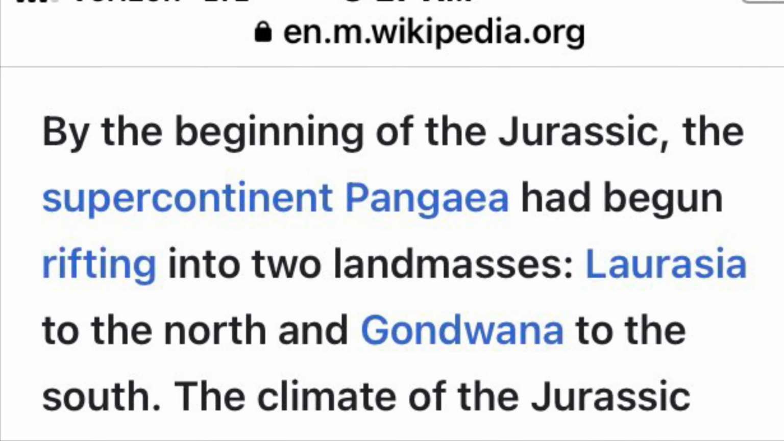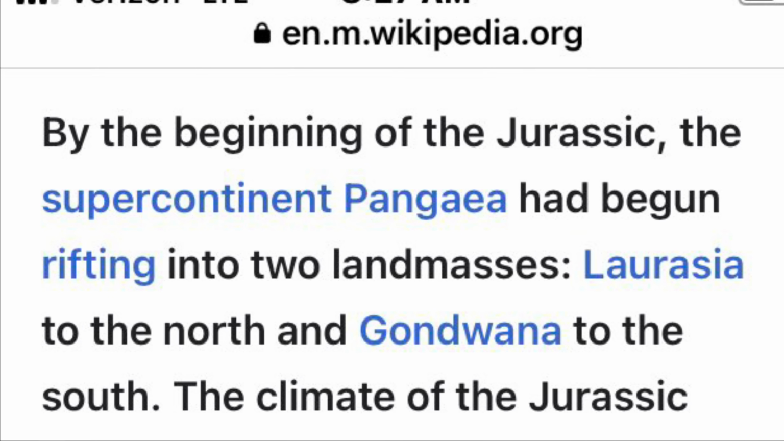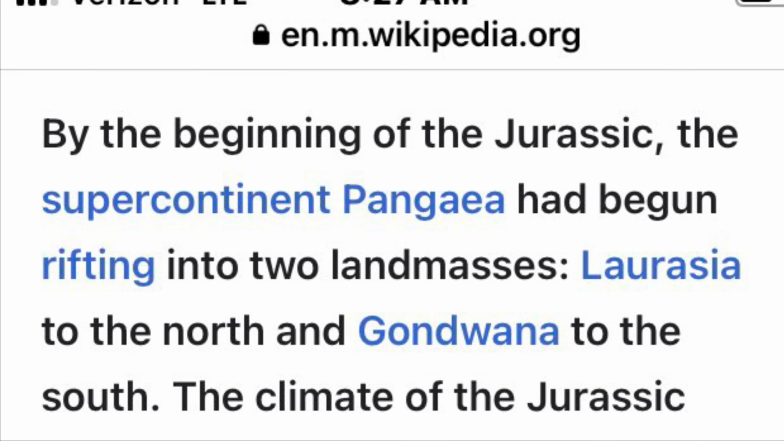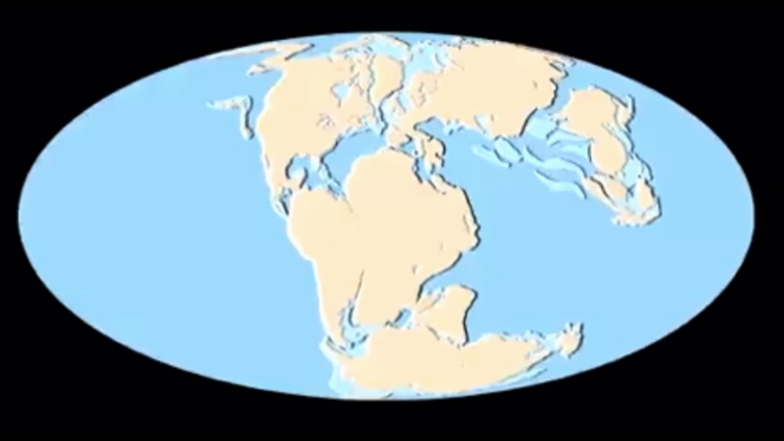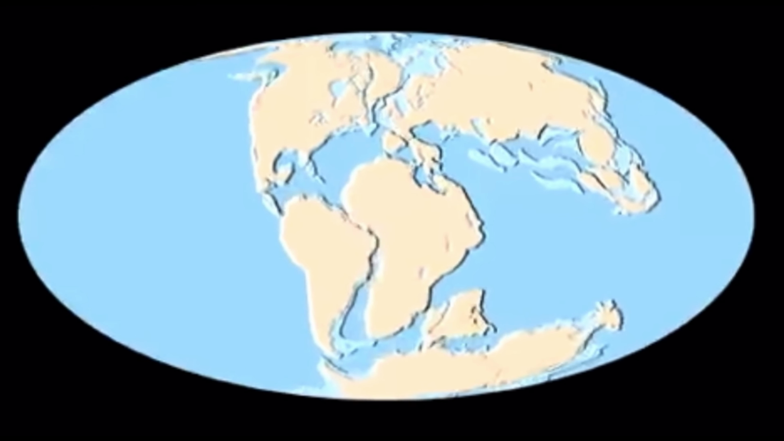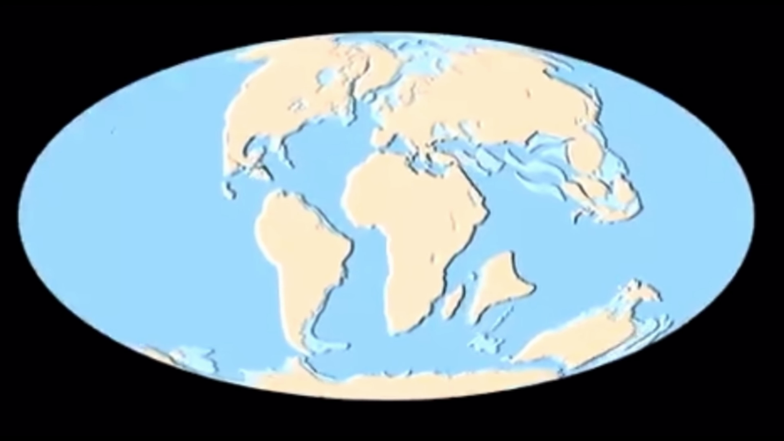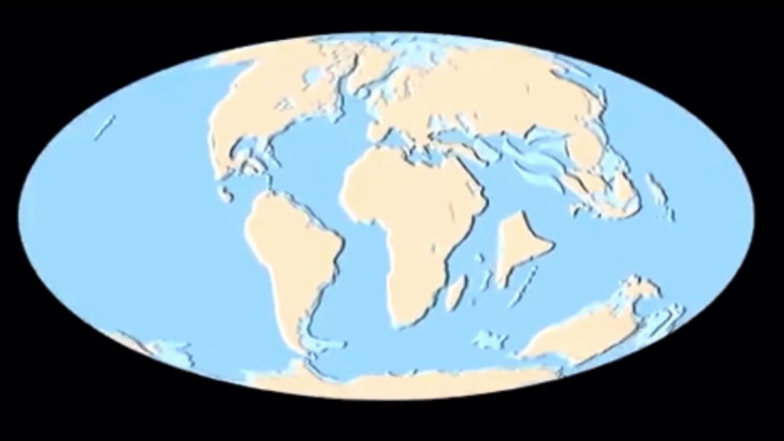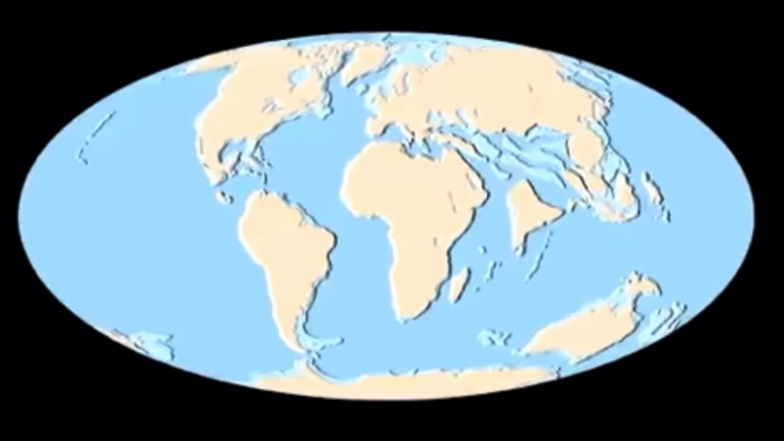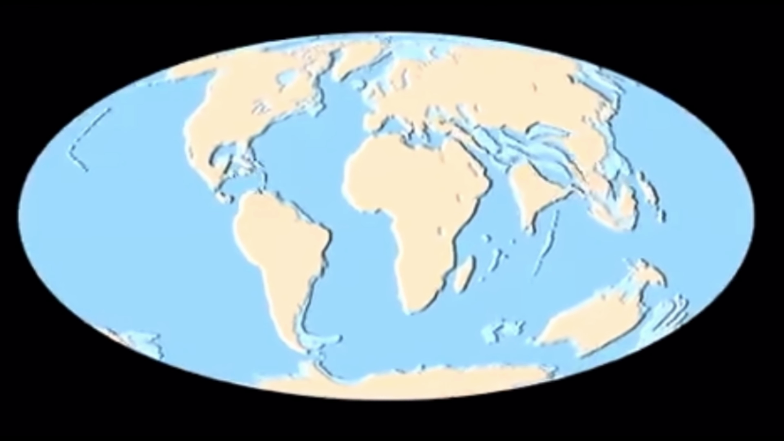The thing that catches my eye here is that the supercontinent Pangaea was rifting apart during Triassic and Jurassic time. The Triassic period was from about 250 million years ago to 200 million years ago, and the Jurassic period was about 200 million years ago to about 150 million years ago.